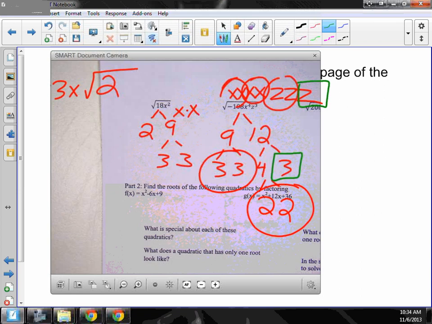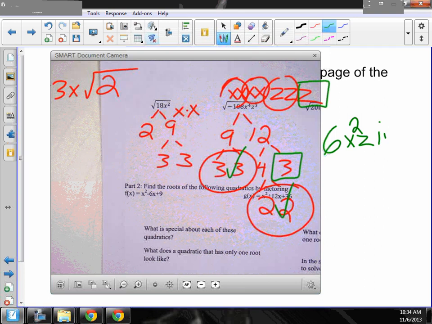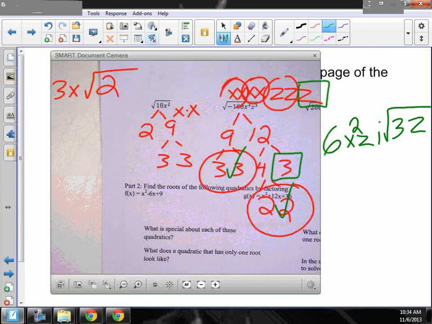After the last variable, but before the square root. So the i is the last thing before the square root. So I pull out a 3 times a 2, which is 6. How many x's will there be? So x squared. How many z's will there be? 1 z. And then my i. Square root of, I have a 3 and a z left over.